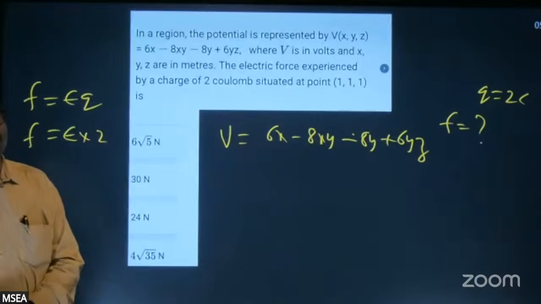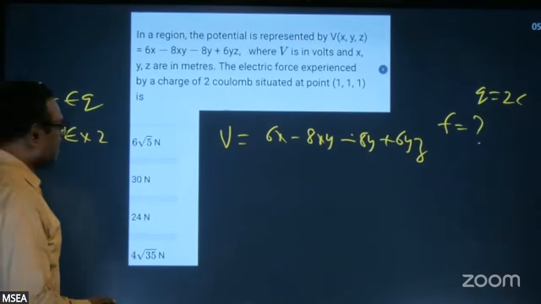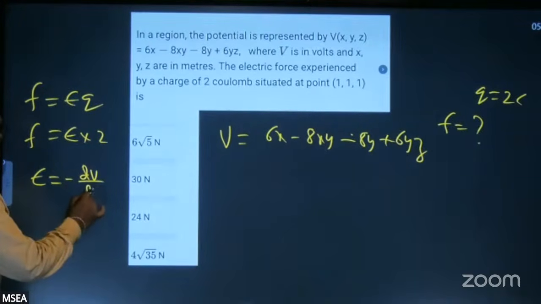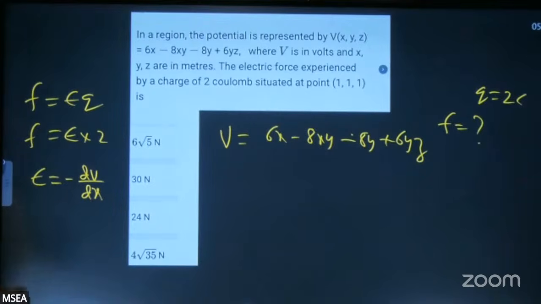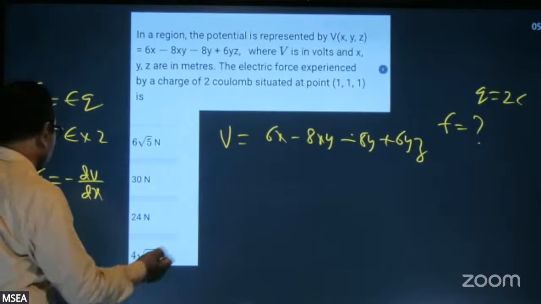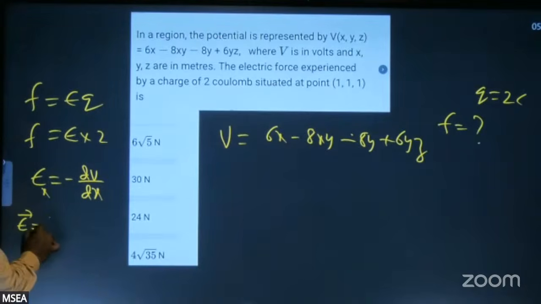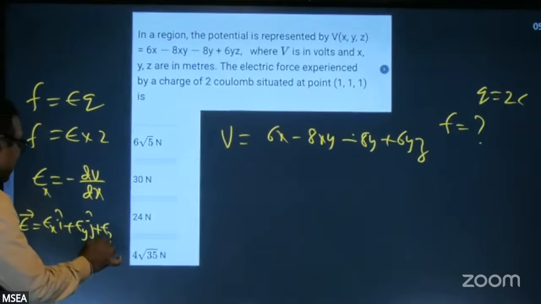Whenever the potential is given, the electric field intensity is nothing but E equal to negative potential gradient. Ex is equal to minus dV by dx, Ey is minus dV by dy, and Ez is equal to minus dV by dz. If you differentiate, then E bar is equal to Ex i cap plus Ey j cap plus Ez k cap.